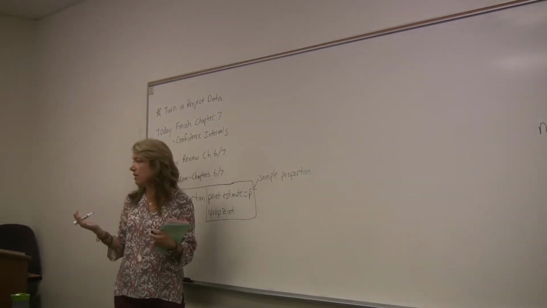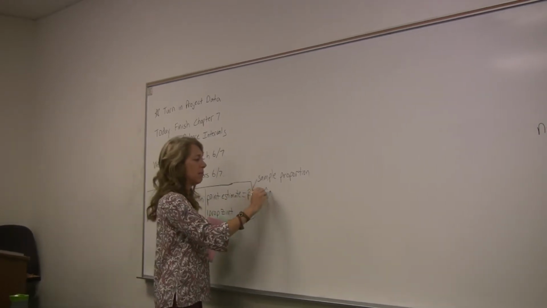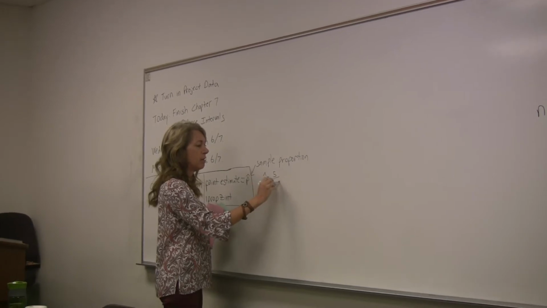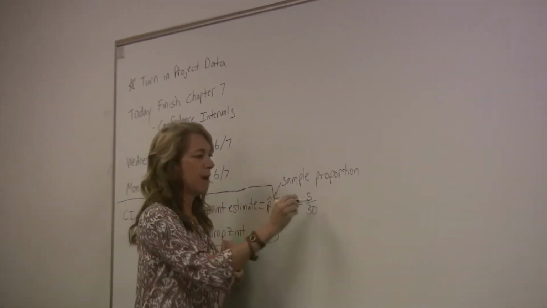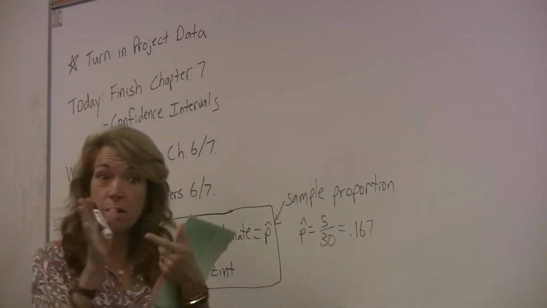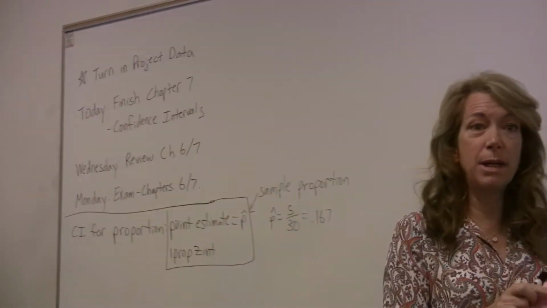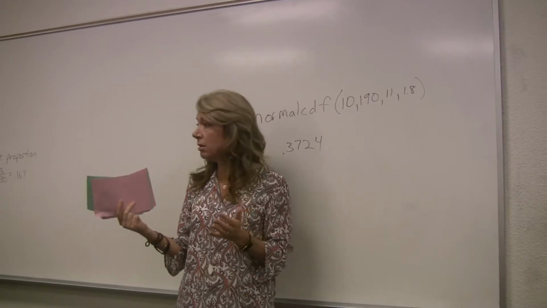So in my example I just made up, if 5 out of 30 of you like statistics, then P hat would have been 5 out of 30. If you want to make it into a decimal, it'll be 0.167. It turns out that that is also the number right in the middle of your confidence interval, because remember you took your P hat and you added an error and you subtracted the error.